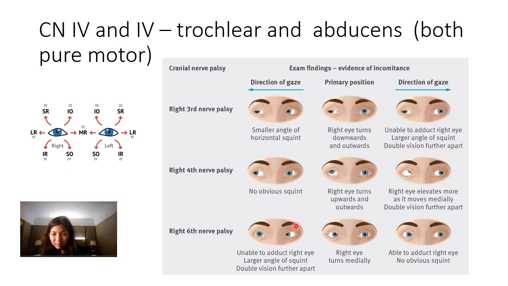Nasal squint. It will be like a convergent squint. It's always moving towards the nose because you no longer have the balance between the medial and lateral rectus. And you can move the eye to the midline when you are trying to look to one side, but that's the furthest you can go. You can't go all the way out because the lateral rectus is paralyzed.